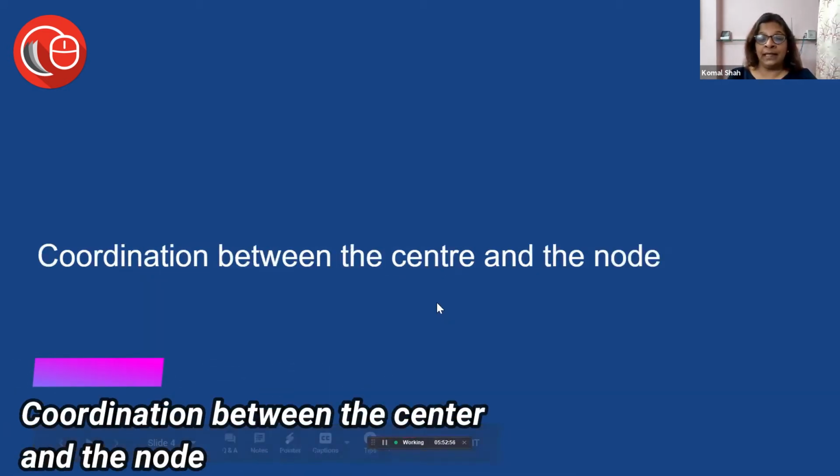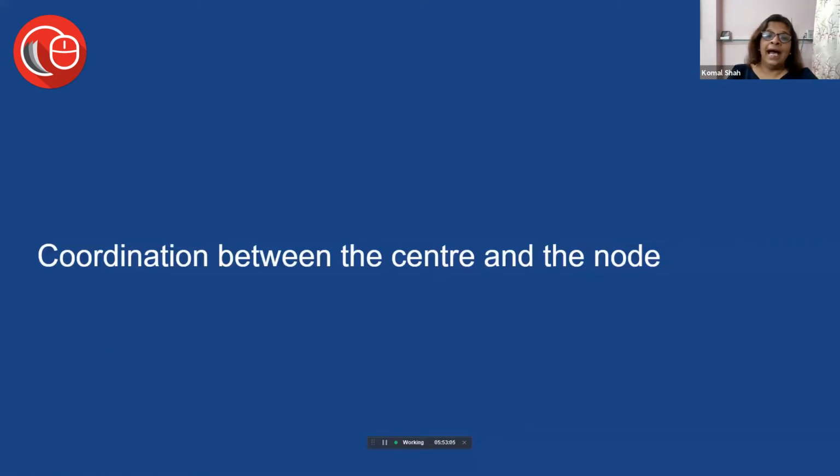Coordination between the center and the node. Okay, so irrespective of whether you are one node, like you are in India and the company that you are working with is the Indian entity of a multinational group. Let us say JP Morgan India or Morgan Stanley India or something like that. So the Indian entity or the Indian arm of the huge multinational group.